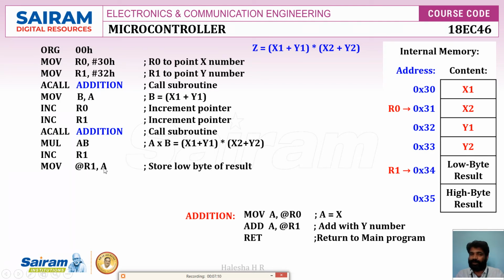A is the source value, so A is copied to the location pointed by R1. That means the low byte of the result will be stored here. Then again increment R1 so that it points to location 35. To this location we copy the high byte of the result. The high byte of the result is in B. So say MOV @R1 comma B. The high byte of the result will be stored in the location pointed by R1.